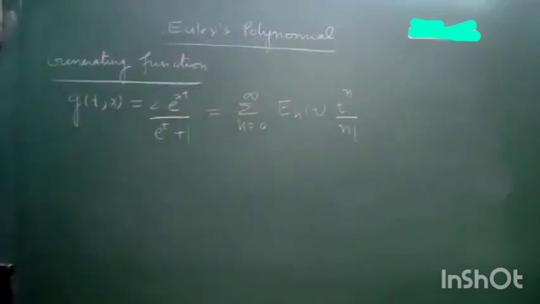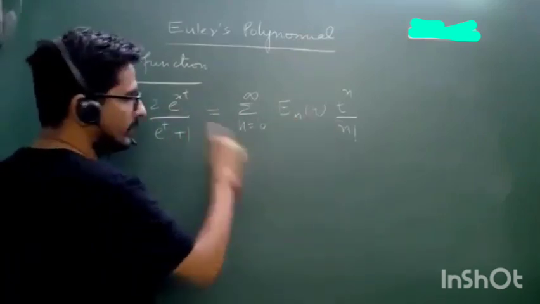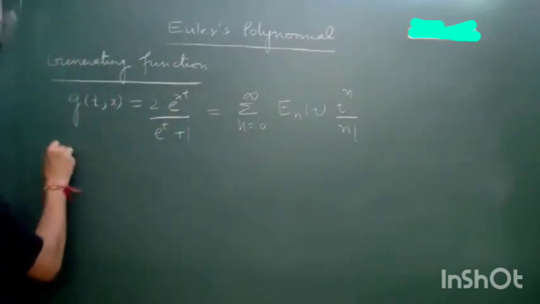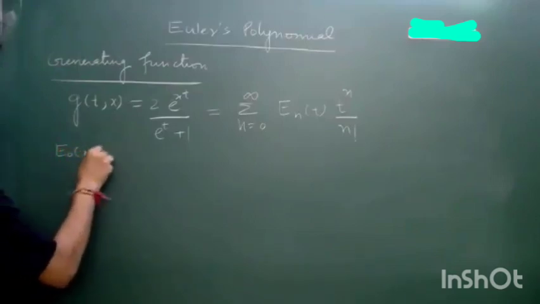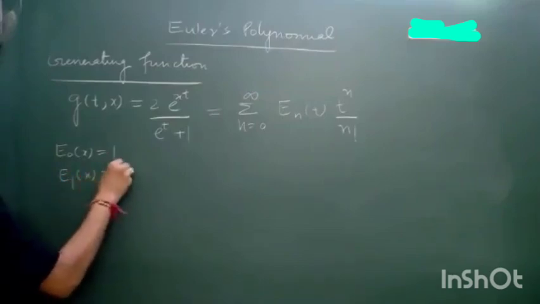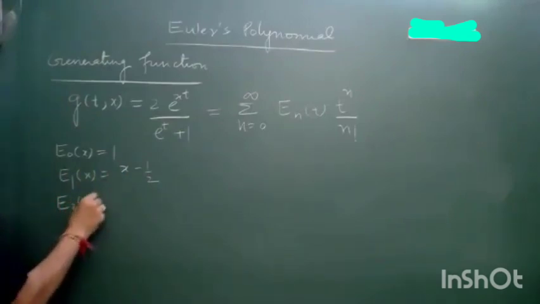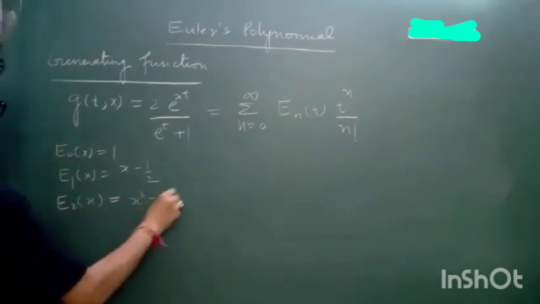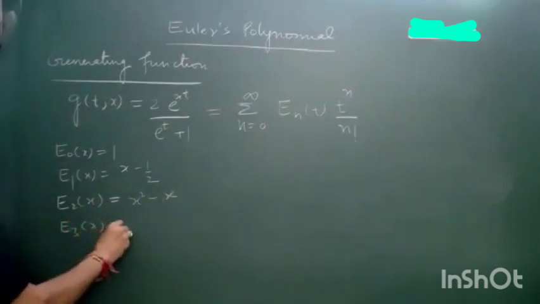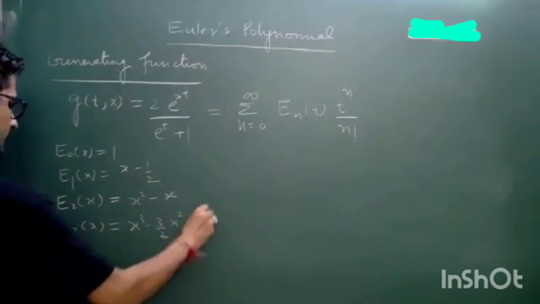So if you expand this using series and compare the powers of t, you get the polynomials, and they are known as Euler's polynomials. The value of E0(x) will be 1, the value of E1(x) will be equal to x minus half, the value of E2(x) is equal to x square minus x, and the value of E3(x) is equal to x cube minus 3 by 2 x square plus 1 by 4.